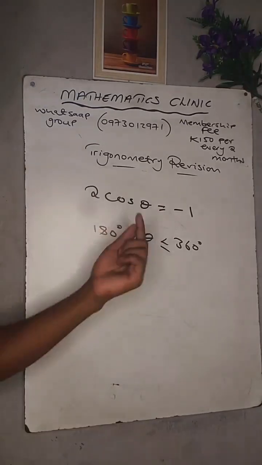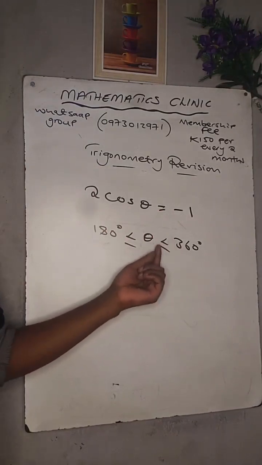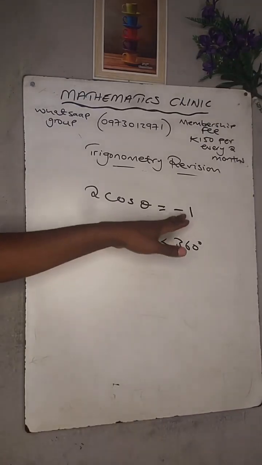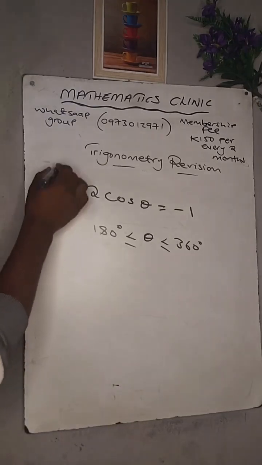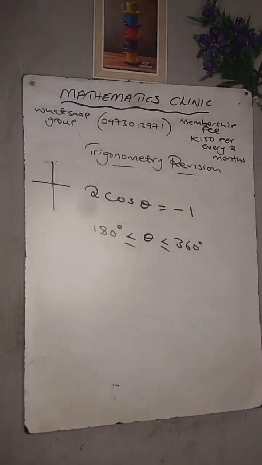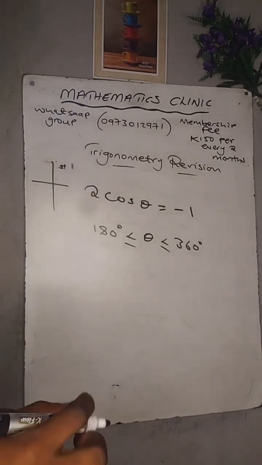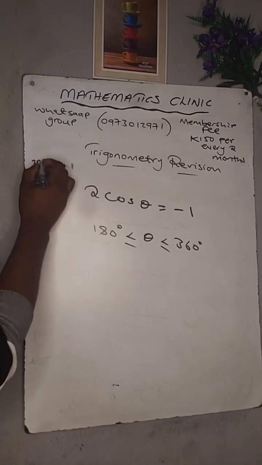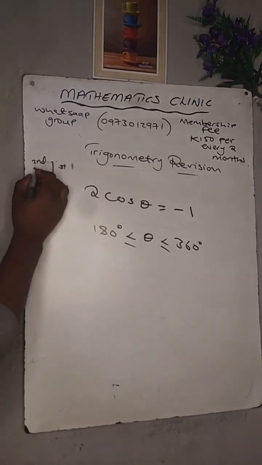Our theta, our answer should be greater or equal to 180, but less or equal to 360. So now that we are dealing with a negative, go back to the quadrants. In which quadrant is cos negative? We have the first quadrant. In the first quadrant, all trigonometrical ratios are positive, meaning sine, cos, and tan are positive. In the second quadrant, sine is positive.